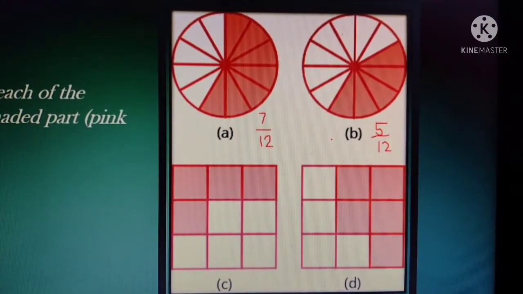Now let's see C. In C, you can observe that the figure is divided into 9 equal parts. So first of all, you will draw one division line. Below you will write 9, and above the division line you have to write 4 because 4 parts are shaded. 4 by 9. Now let's see D. In D also the figure is divided into 9 equal parts, and out of those 9 equal parts, 5 parts are shaded. So 5 by 9.